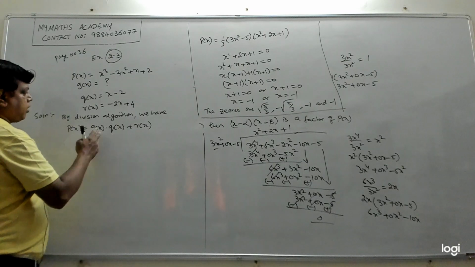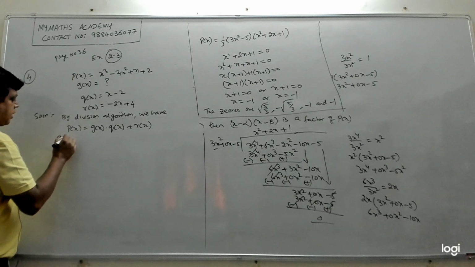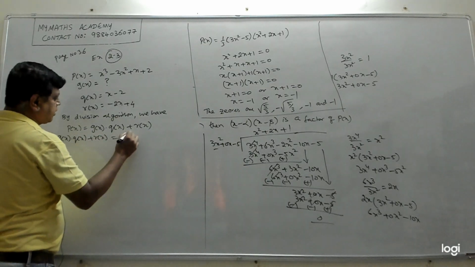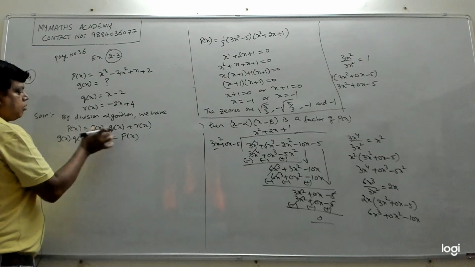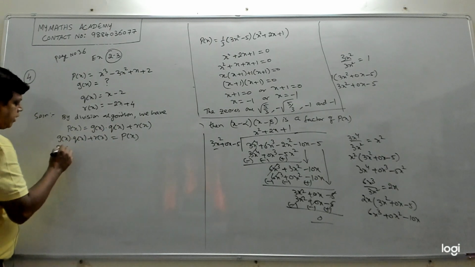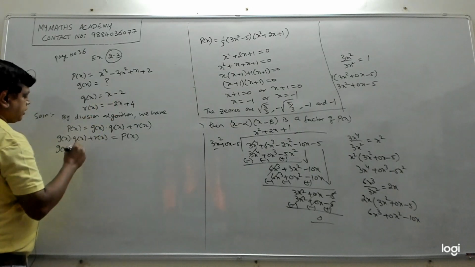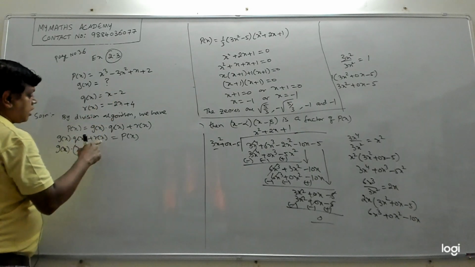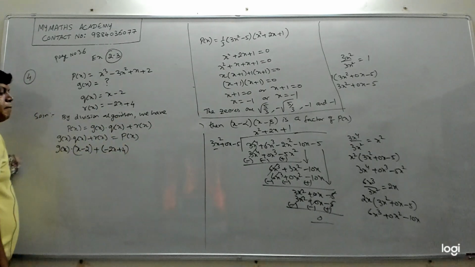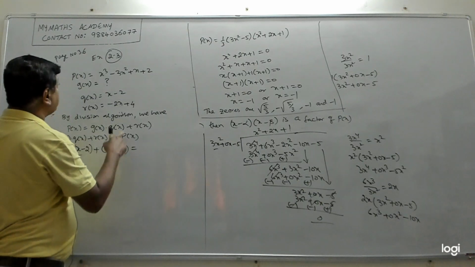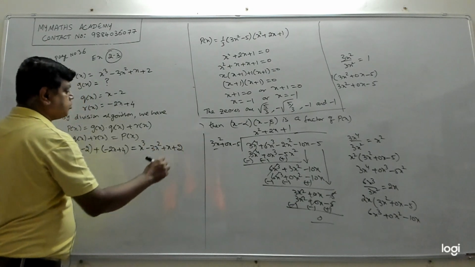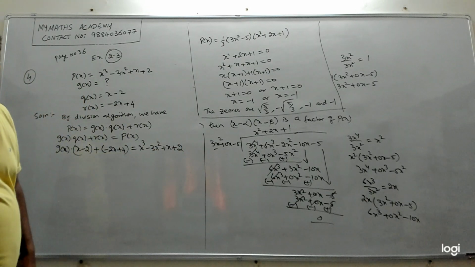Now let's substitute all of it. So I will write this like this. This can also be written like this: g of x into q of x plus r of x equal to p of x. I can write either way. Now g of x we don't know, so I'll write g of x into q of x, which is x minus 2, plus r of x, which is minus 2x plus 4, right? Equal to p of x, which is x cube minus 3x square plus x plus 2.